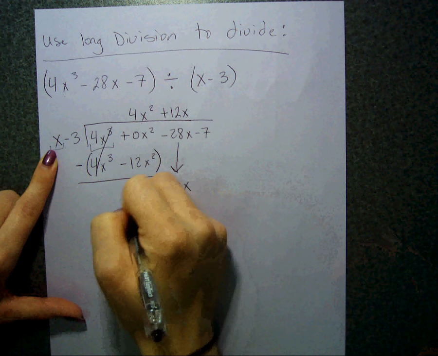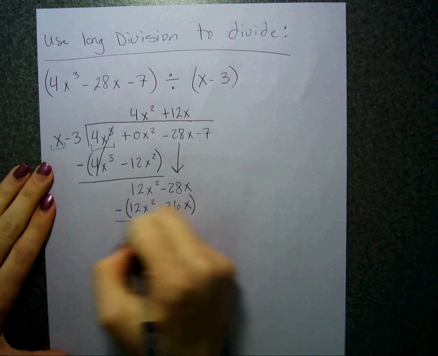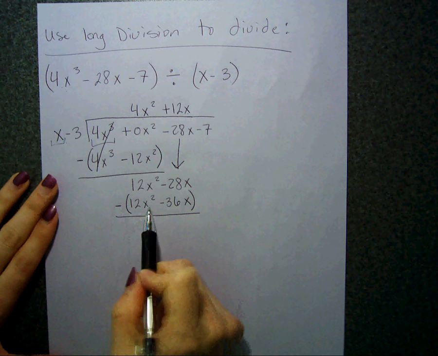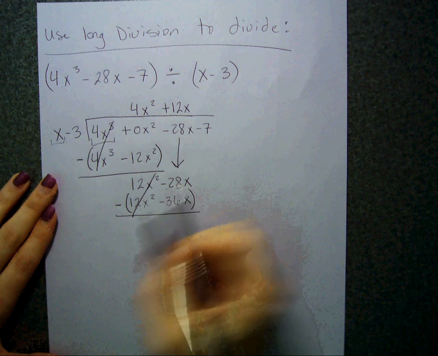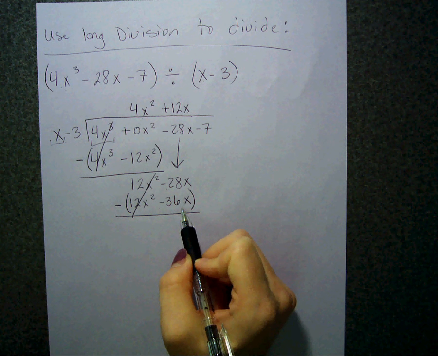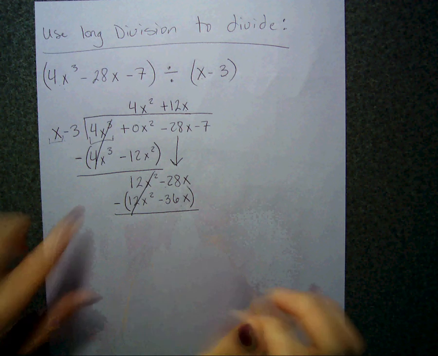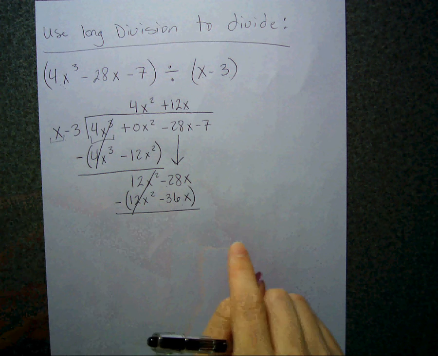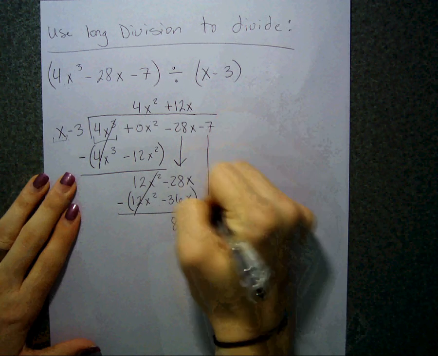Again, just like in regular long division, I want to subtract. So I'm going to put that in parentheses, minus sign on the outside, and subtract. 12x squared minus 12x squared gives me 0, as it should every single time. Negative 28x minus negative 36x. This minus and this negative become a positive, so I have negative 28x plus 36x, which should give me positive 8x. And now I'll bring down my next term, minus 7.